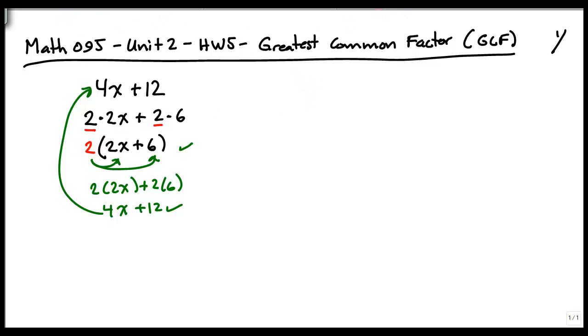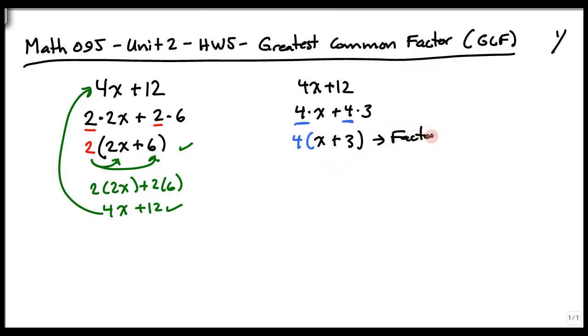Let's go ahead and look at 4x plus 12 again. Now this time, instead of just a 2, I think, oh, wait, I could pull a 4 out. I could rewrite this as 4 times x plus 4 times 3. When I factor out that common factor of a 4, in the first term I'm left with an x, and in the second term I'm left with the 3. So this is my factored form. And in this factored form, I factored out the common factor of 4.